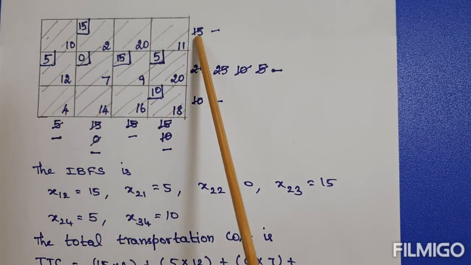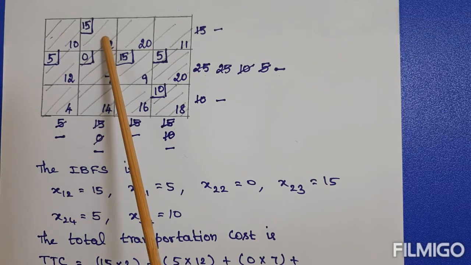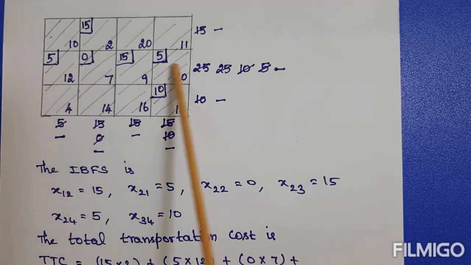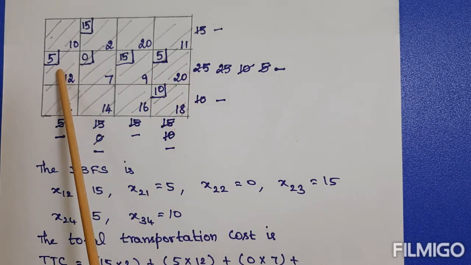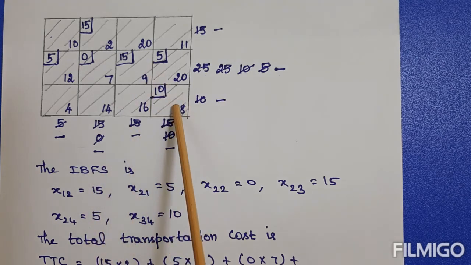This is the cell in the first row and in the second place. That's why I am writing x12 equal to 15. Here this is in the second row, first place. That's why I am writing this as x21 equal to 5. This is x22 equal to 0, x23 equal to 15 and x24 equal to 5. This is x34 equal to 10.